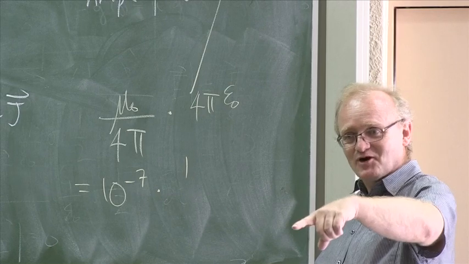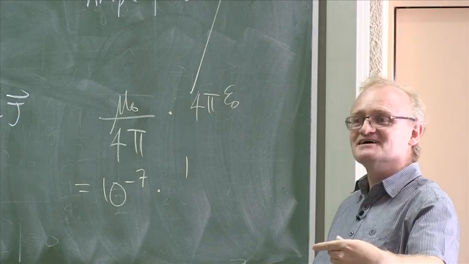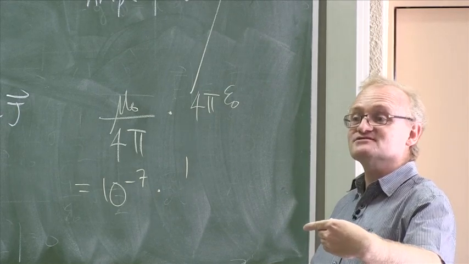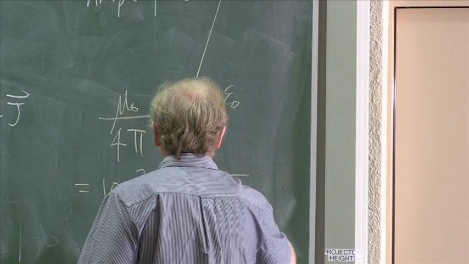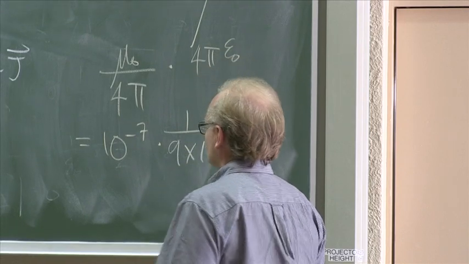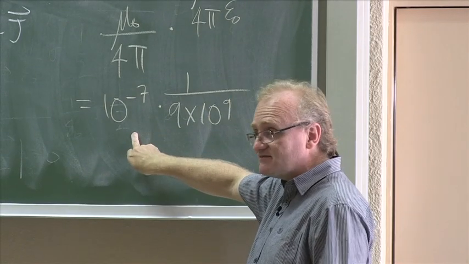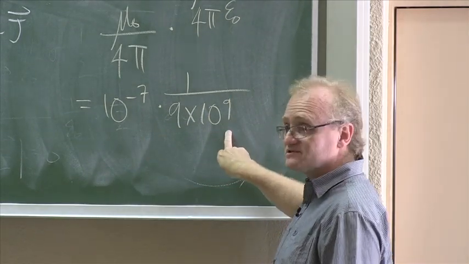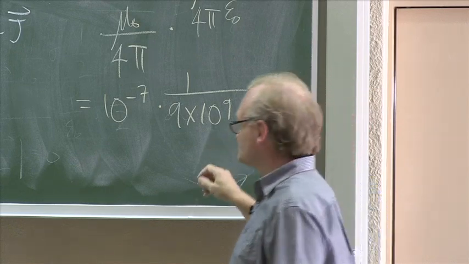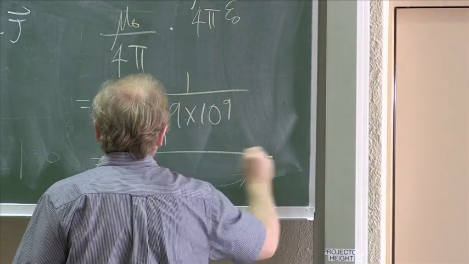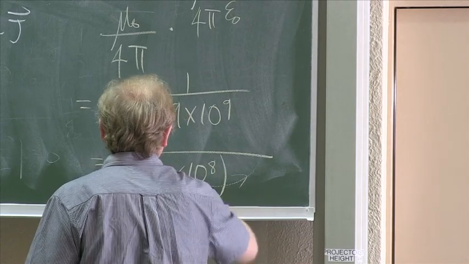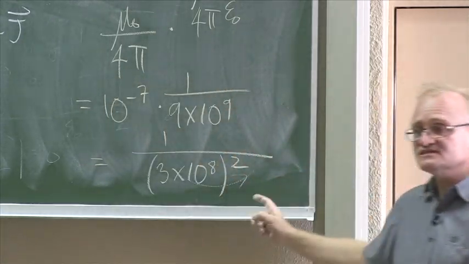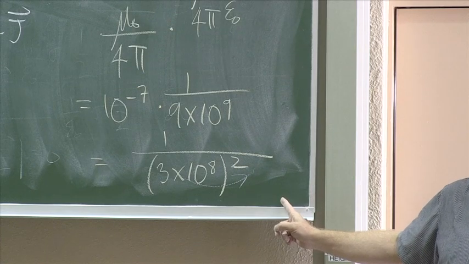Okay, now I want to be a bit more accurate. 1 over 9 times 10 to the 9. So I can write this as 1 over 10 to the plus 7 times 10 to the plus 9, which is 10 to the 16. So this is 1 over 3 times 10 to the 8 squared. What is that? Speed of light squared.